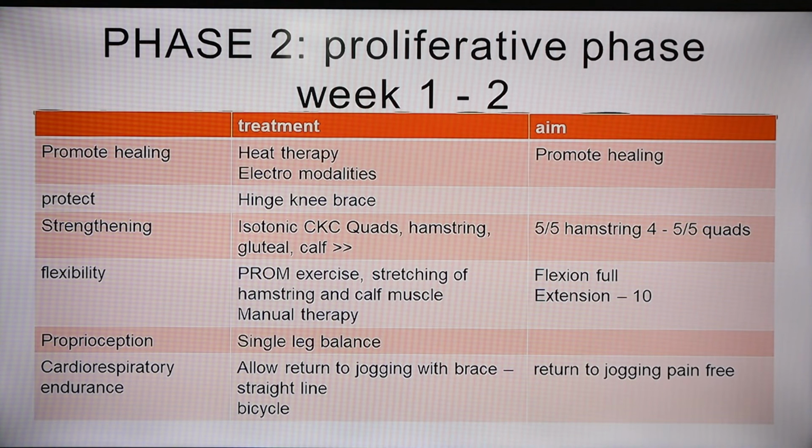As we are facing phase 2, which is your proliferative phase, we start to stimulate the healing by giving some heat therapy, electromodalities. We still protect the MCL using hinge knee brace, and we progress the strengthening, flexibility, as well as start the patient on proprioception and cardiorespiratory endurance.